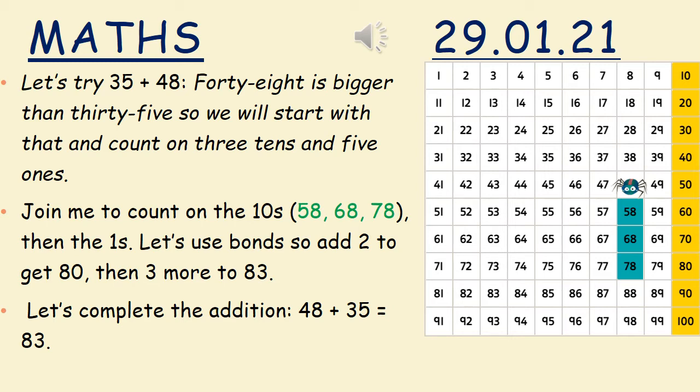Now, the ones. Let's use bonds to add 2 to get 80. Then 3 more to 83. Now, let's complete the addition sentence. 48 plus 35 equals 83.